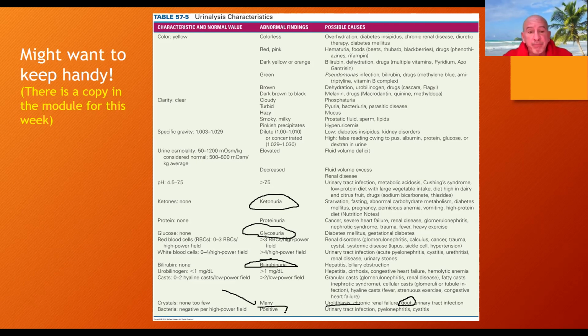And of course, bacteria. If you're positive for bacteria, then you might want to take this urine and send it in for a culture and sensitivity. Now, you need doctor's orders for all these, of course.